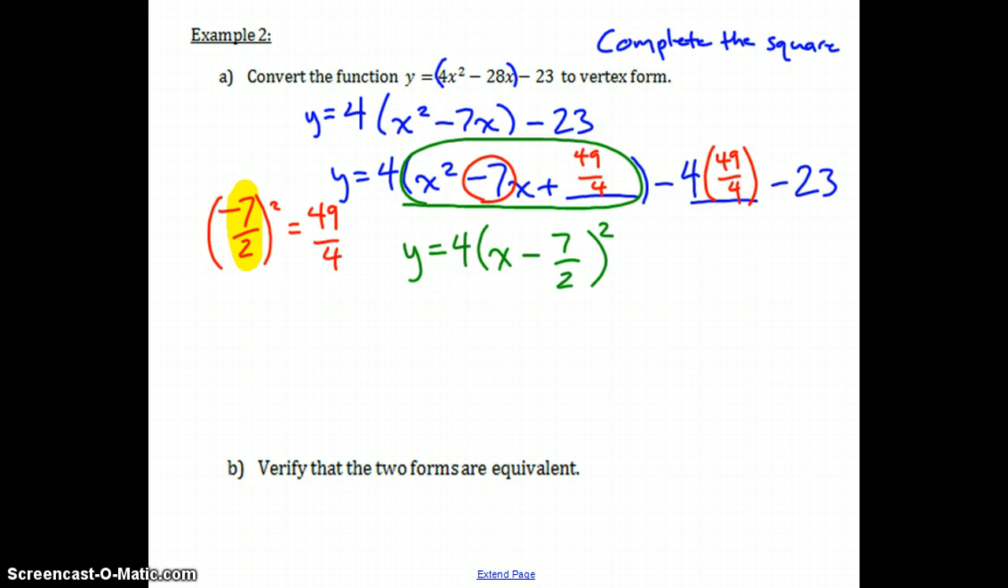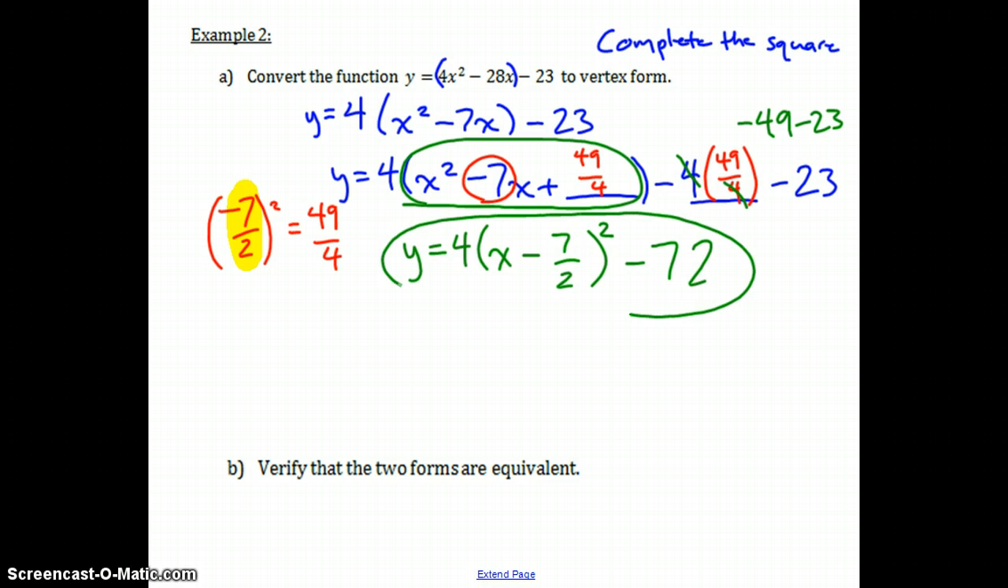And then over here, we just simplify this. The 4 and the 4 there cancel, because we had a 4 on the top and 4 on the bottom. So it becomes minus 49, take away 23, so minus 72. And that's completed. We've now got it in vertex form. So we've converted from y equals 4x squared minus 28x minus 23 to y equals 4 bracket x minus 7 over 2 squared minus 72.